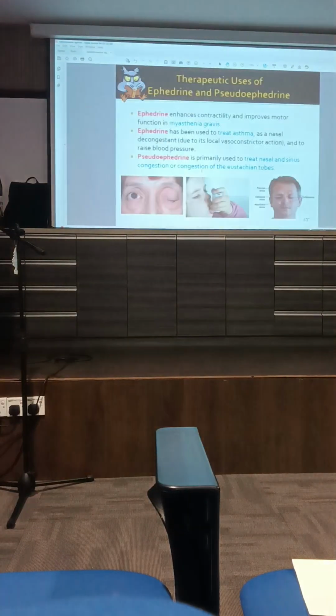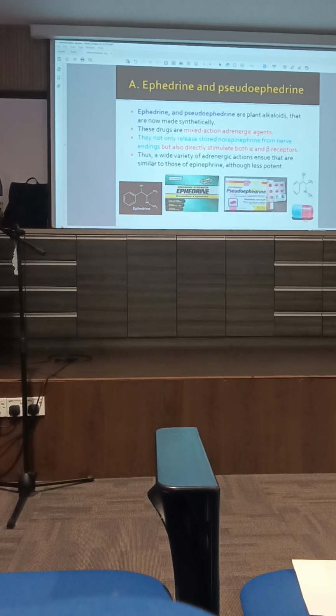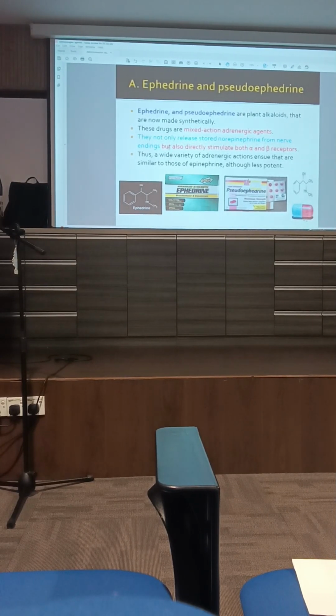Now we look at mixed action. Ephedrine and pseudoephedrine. I like pseudoephedrine personally, simply because I dislike a runny nose. So it is quite effective to stop your nose blocked and runny nose. So ephedrine and pseudoephedrine are plant alkaloids that are also made synthetically, and they have mixed action adrenergic agent. They not only release stored norepinephrine from nerve ending, but also stimulate both alpha and beta receptor. Okay, so there's a wide variety of adrenergic actions that are similar to those of ephedrine, although less potent.